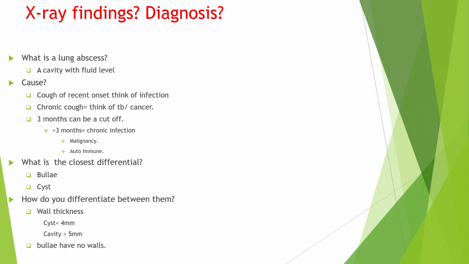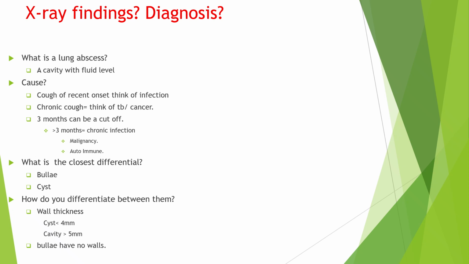What is a lung abscess? A cavity filled with fluid is called a lung abscess. What are the common causes of lung abscess? X-rays have to be interpreted in the background of the history. Someone comes with a history of very short duration, recent onset, think of acute infection. If somebody has a chronic cough, think of TB or cancer, chronic infections.